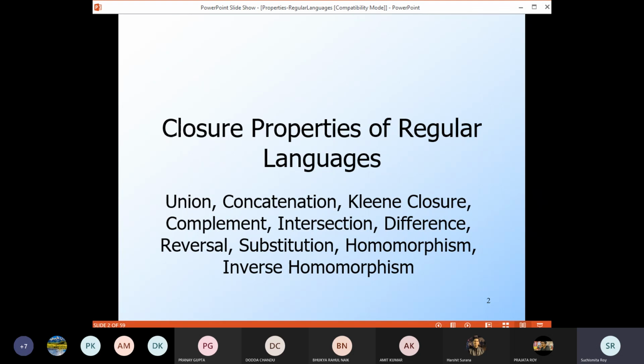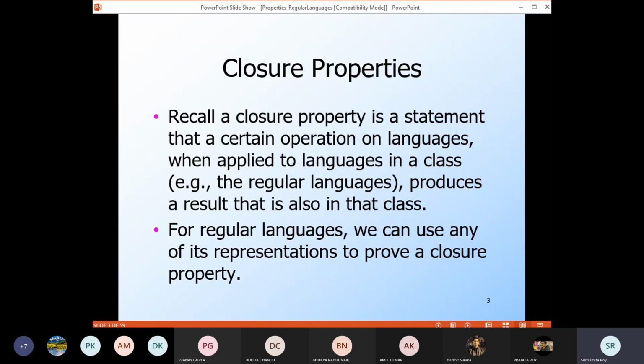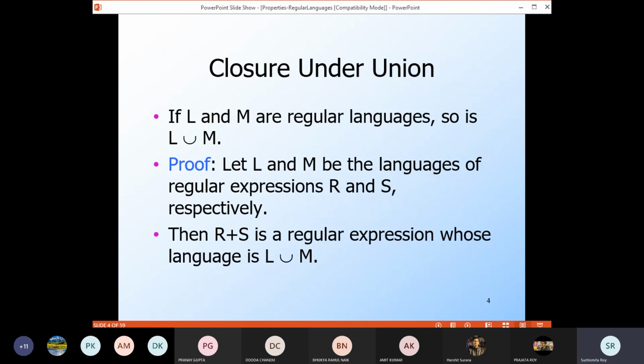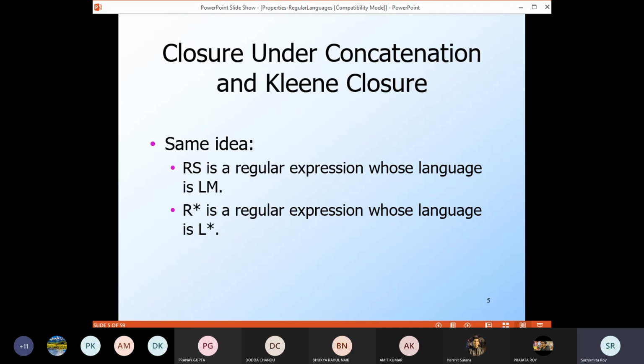So let's quickly go over old ground. What are closure properties? When after applying an operation, you get a result which also belongs to the same set. Here the set that we are concerned with is the regular set, or the set of regular languages. So we can prove that these operations also produce regular sets when they are applied on regular sets. That is the idea behind closure properties. Union, Kleene closure, concatenation come directly from the definition of regular sets, and they are very simple to prove. You already know the constructions from the construction of finite automata from regular expressions.